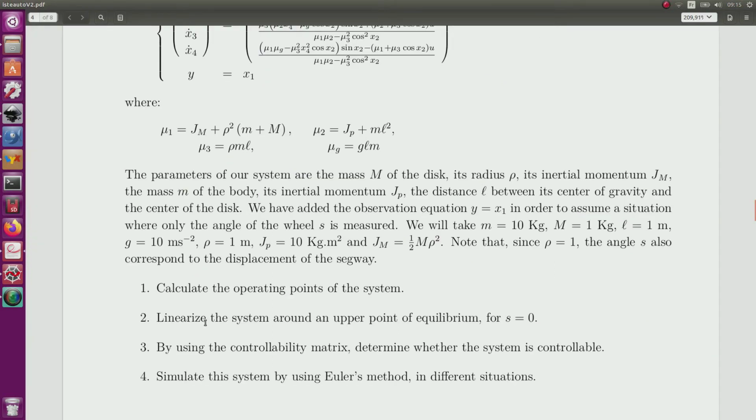For the second question, I have to linearize the system around an operating point, of course, but I choose the operating point such that the system is at an unstable equilibrium point. So it is an upper point, of course, when the body is at the top. For the linearization, I will consider s equal to 0, but as we can understand, the linearization will not depend on s.